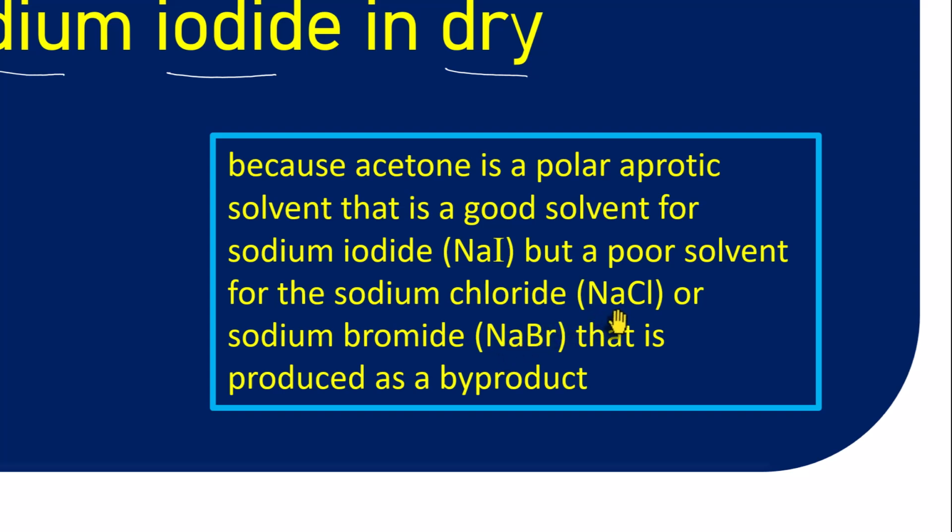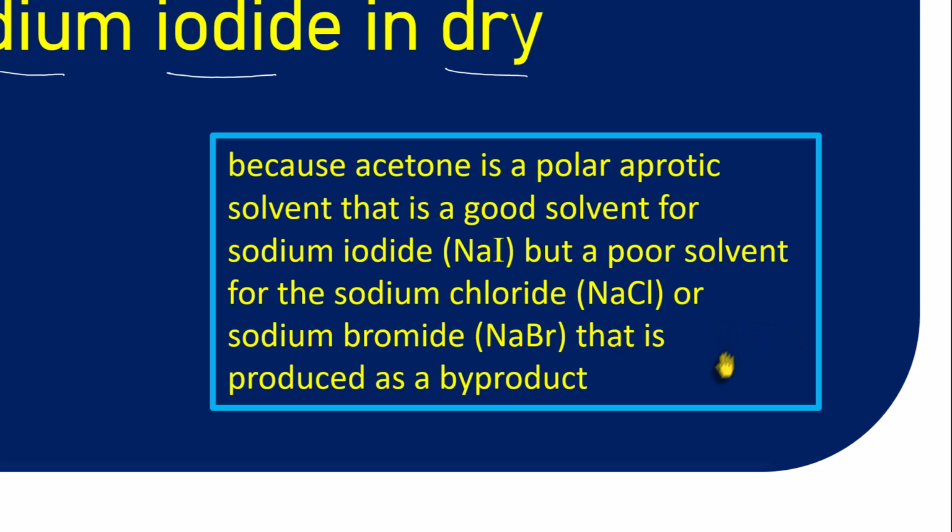And if one of the byproducts in the reaction is precipitating out and not available, that puts a pressure on the equilibrium as per Le Chatelier's principle, and therefore the equilibrium shifts to the right. That means the forward reaction is favored. Therefore, we'll have more production of alkyl iodide.